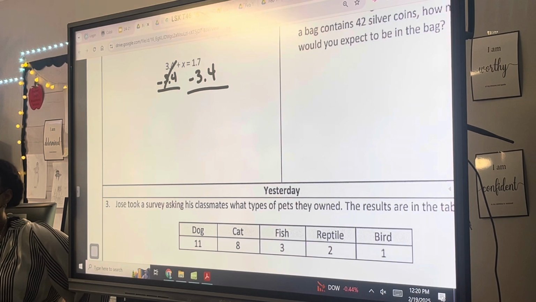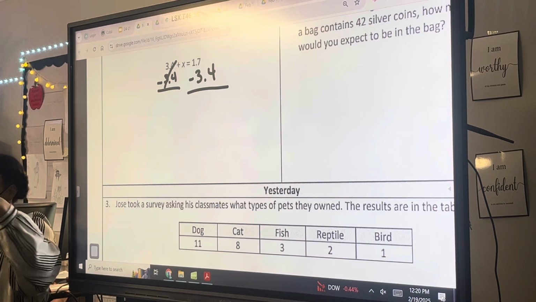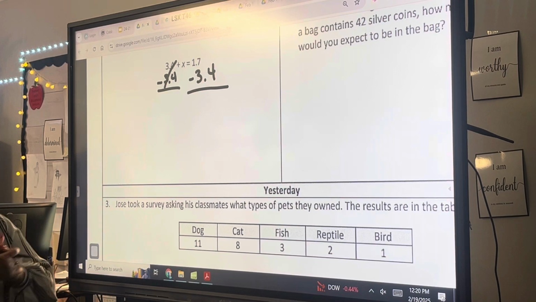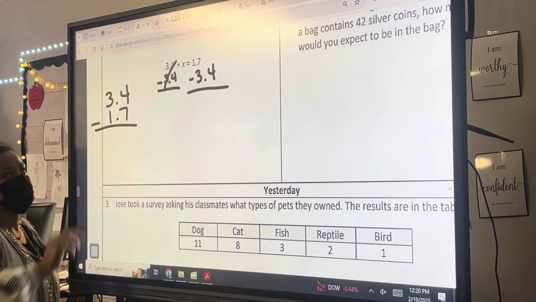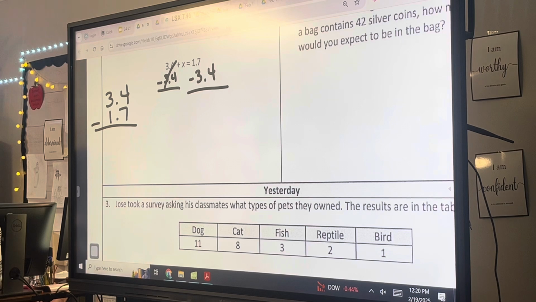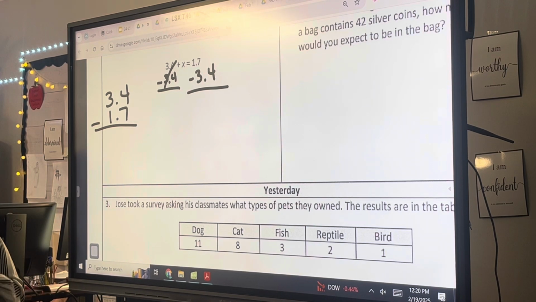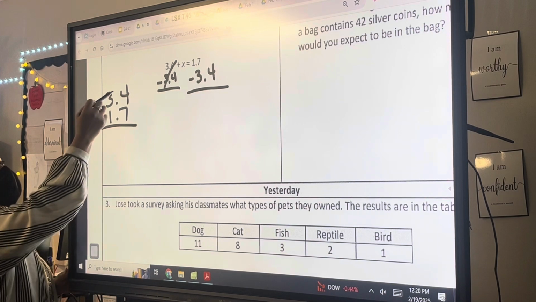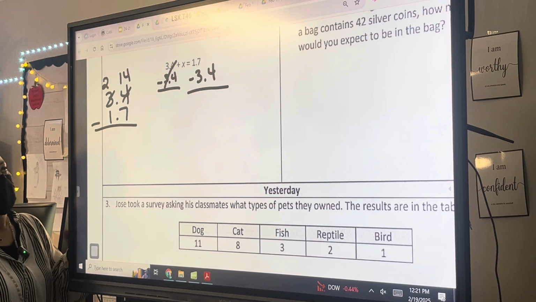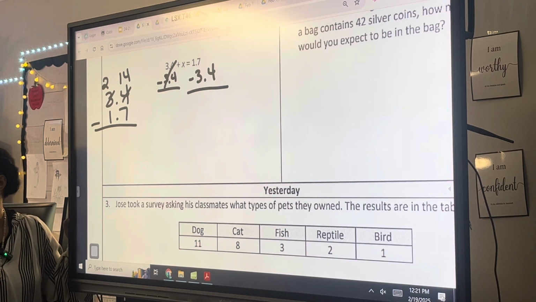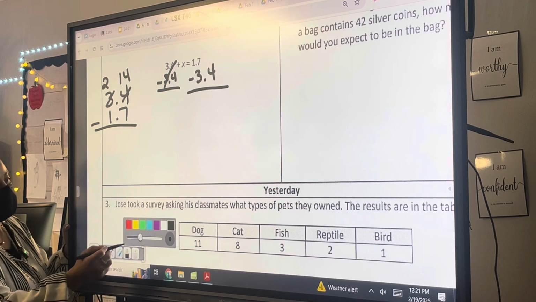3.4. And usually when we do our normal subtraction, we put the bigger absolute value at the top. So we have to switch it. I'm going to do my work over here because this is the way we have to write it to do the subtraction. Can we take 7 from 4? So what do we have to do? This becomes 14, right? We have to borrow. Write this down. 14 minus 7 is 7.